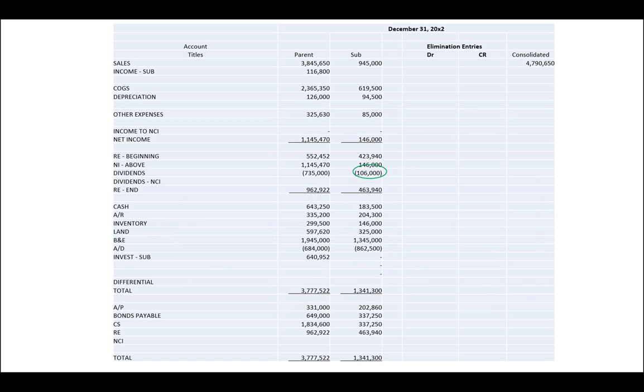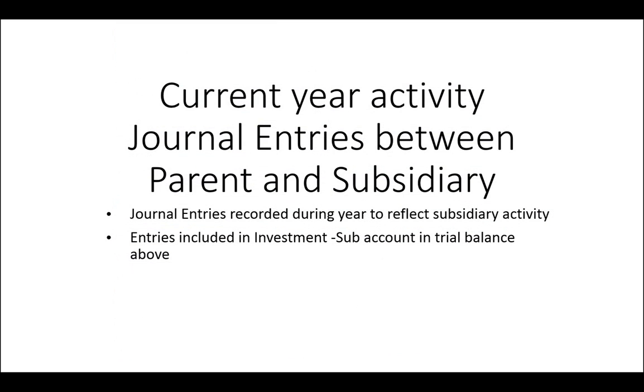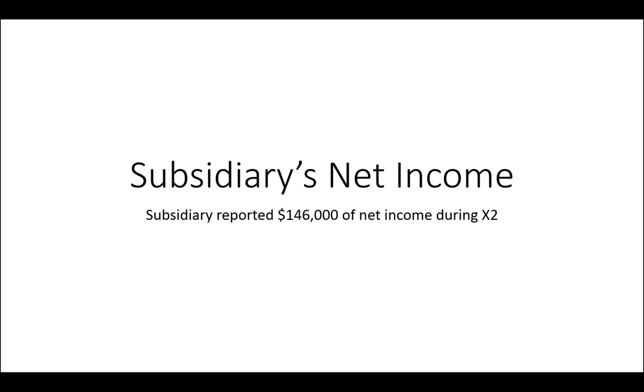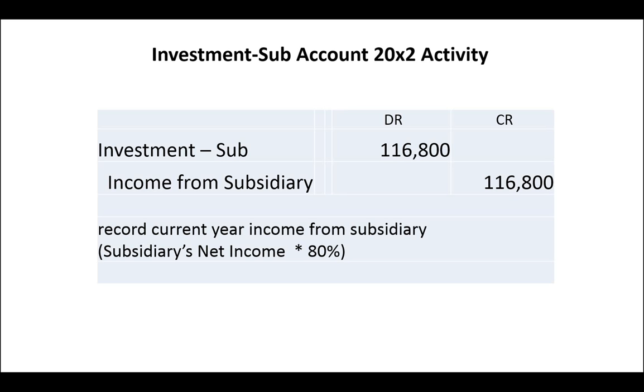We see there's dividends of 106. And then, again, just a quick reminder, this information is going to flow through the income sub account because we're doing the equity method of accounting during the year. Let's go ahead and record the subsidiary's net income of 146. So we're going to debit investment sub, credit income from subsidiary. 146 times 80% is 116,800.